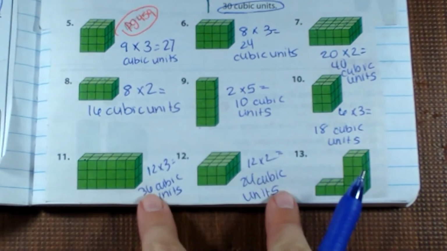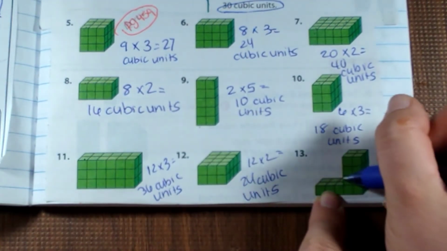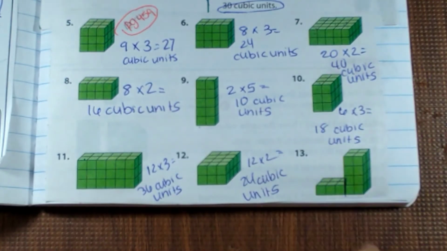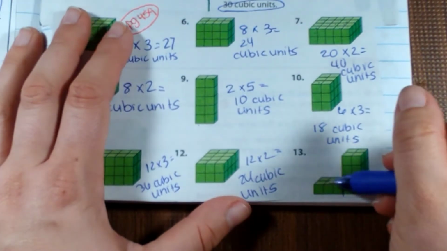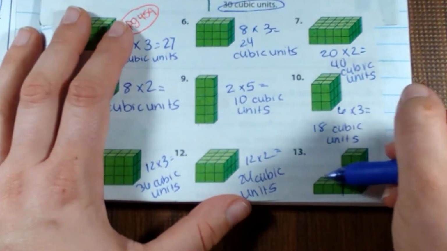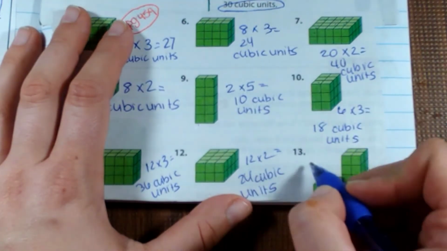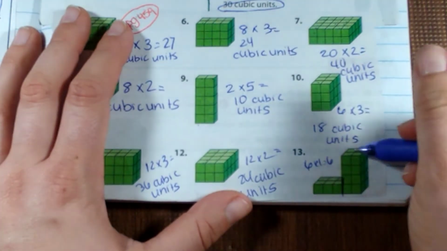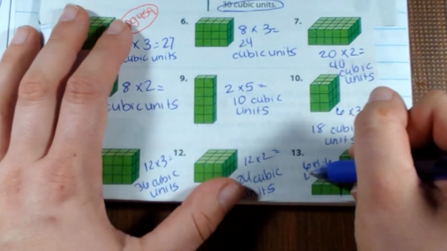So the first two are 36 cubic units and 24 cubic units. Now, we're going to be talking about this in lesson 11.3, but I'm going to find the volume of this one and the volume of this one and add them together. So I have 1, 2, 3, 4, 5, 6 total, and it's 1 layer, so that's going to be 6 cubic units. 1, 2, 3, 4. 1, 2, 3, 4. 4 times 4.